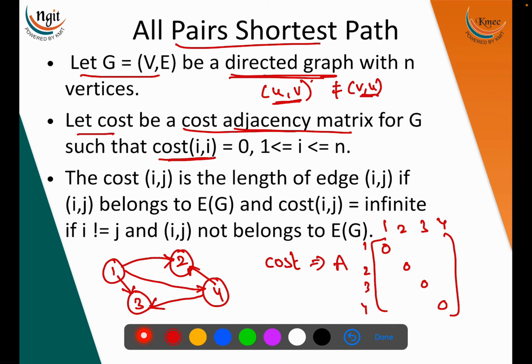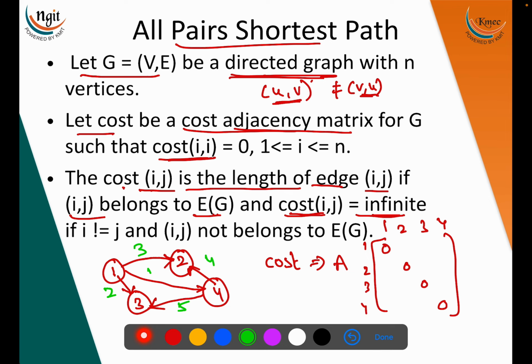And the next point, cost(i, j) is the length of the edge (i, j) if (i, j) belongs to E(G), the edge set of the graph, and cost(i, j) is infinite otherwise. There are two possibilities for cost(i, j): it can be a value or it can be infinite. When cost(i, j) gives you a value, the direction goes from 1 to 2, and it will have some value. Now let's consider some weights of the graph, the cost of the edges: 3, 4, 1, 2, 5. I have taken some random figures for better understanding.